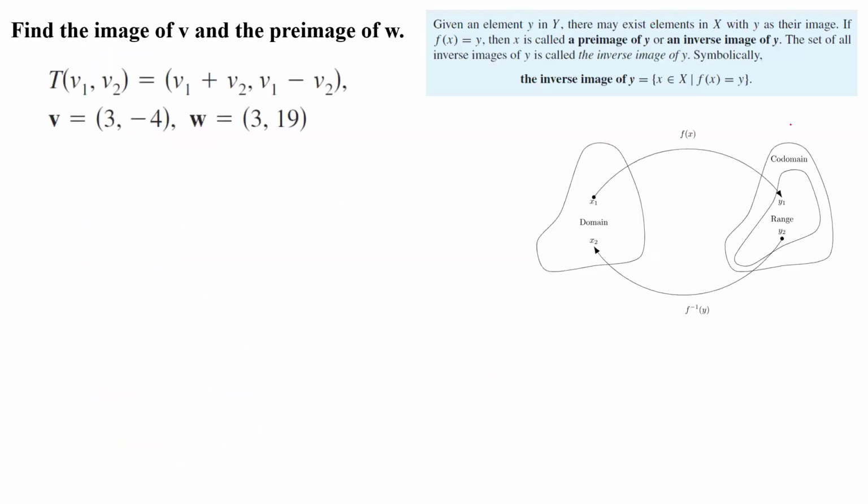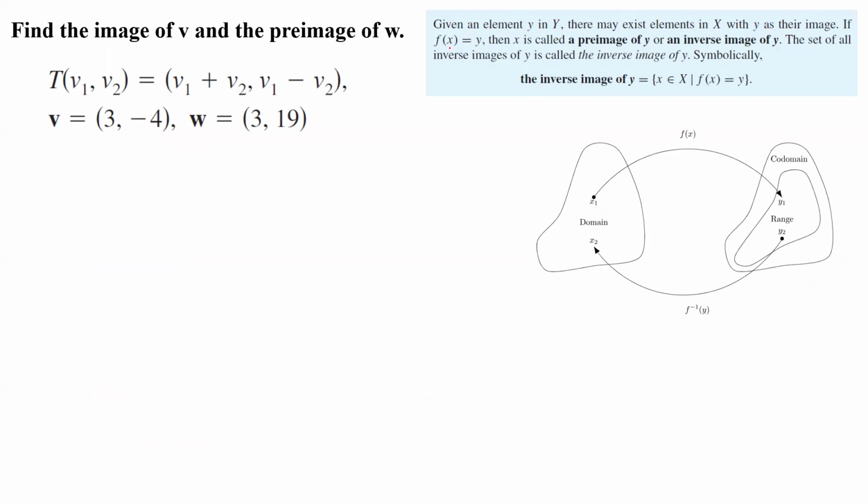Let us make it more interesting for you. So again, remember that if you have an element like y in the codomain, there may exist an element in the domain like x with y as their image.